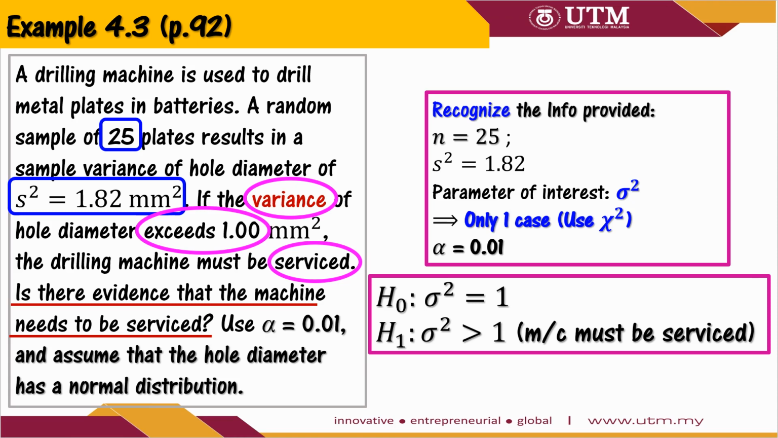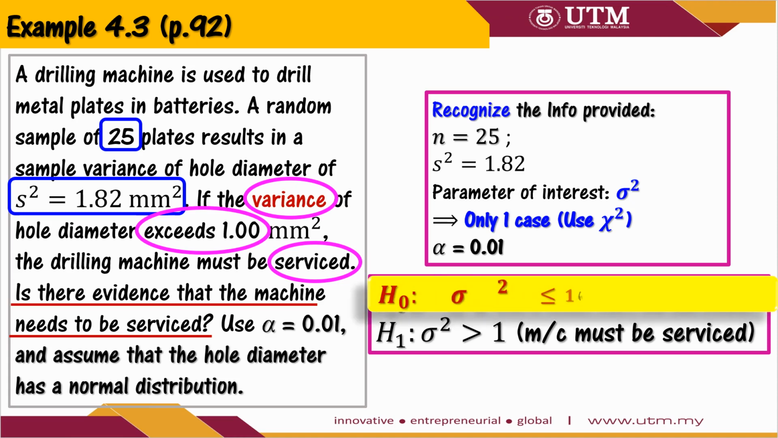We can also write the null hypothesis H0 like this: sigma squared is at most 1, which indicates that the drilling machine must not necessarily be serviced. Remember the rule. When you want to write the null hypothesis, any statement with equality sign must be under H0, and any statement without the equality sign should be under H1. Here the keyword exceed should be under H1. The complete solution is available in the next slide.